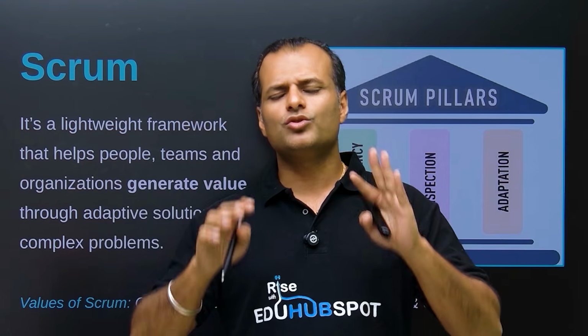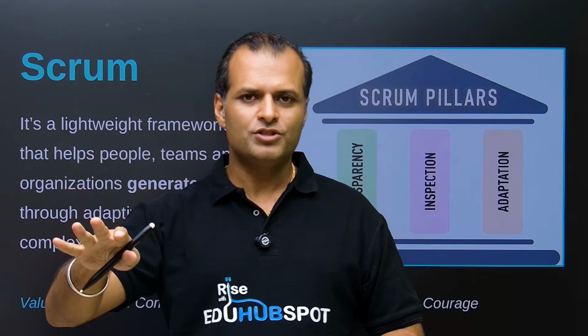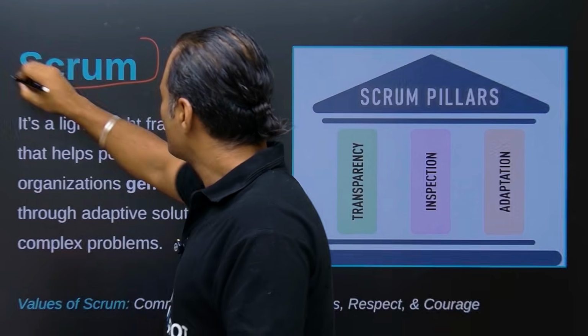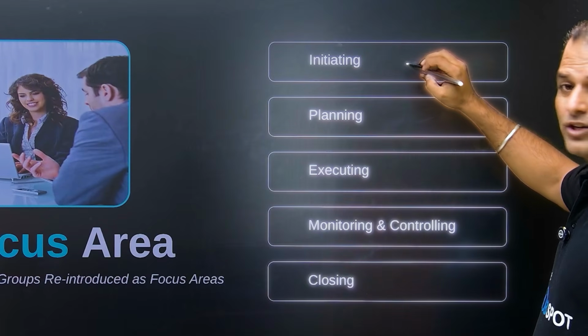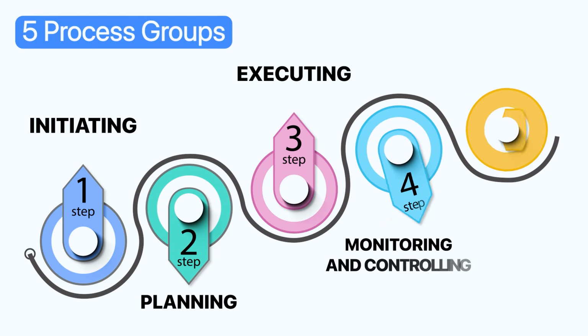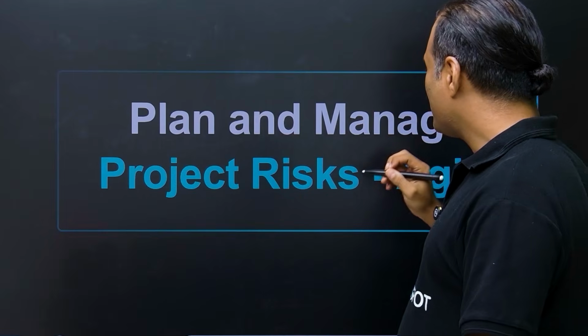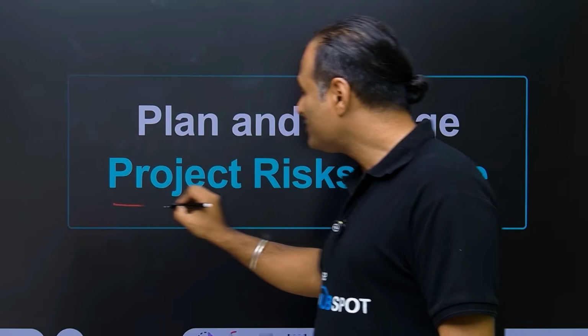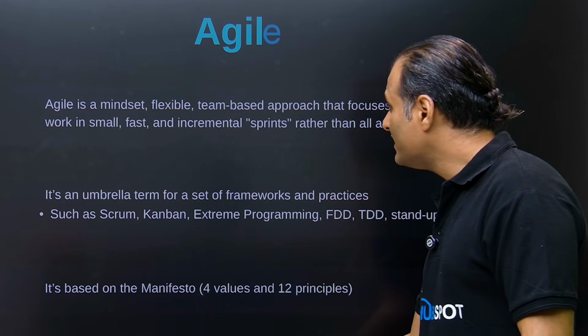The most common agile methodology is Scrum, the most common. You will have 5 focus areas: initiating, planning, executing, monitoring and control, and closing. The next topic we will talk about is project risk on the agile side. What is agile? Agile is a mindset.